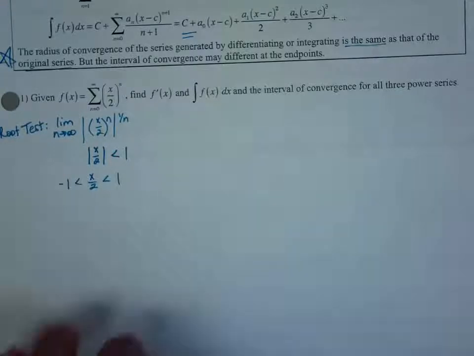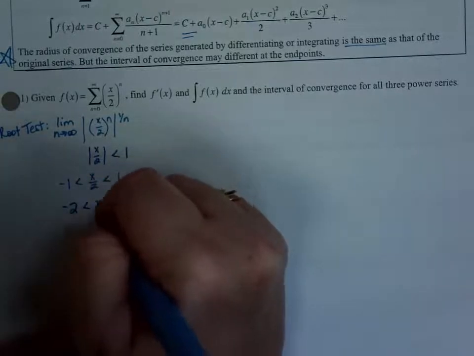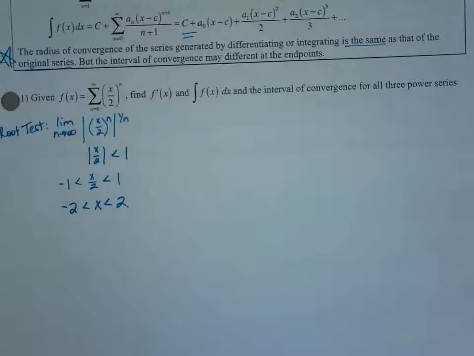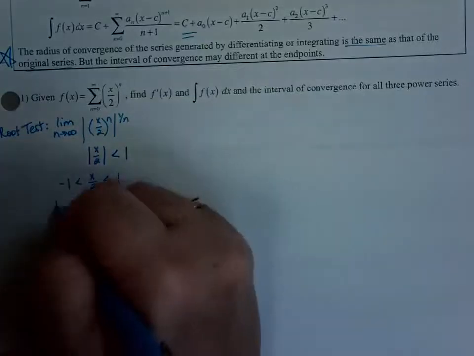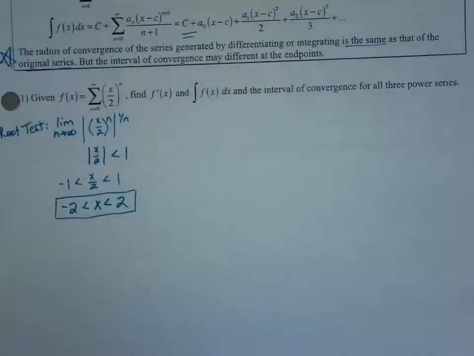Multiply by 2 on both sides. So that would be negative 2 is less than x is less than 2. There's our interval. We don't know what happens at the endpoints yet, but this interval, which I'm going to box in, is the same interval for all three problems: the function, the derivative, and the antiderivative.